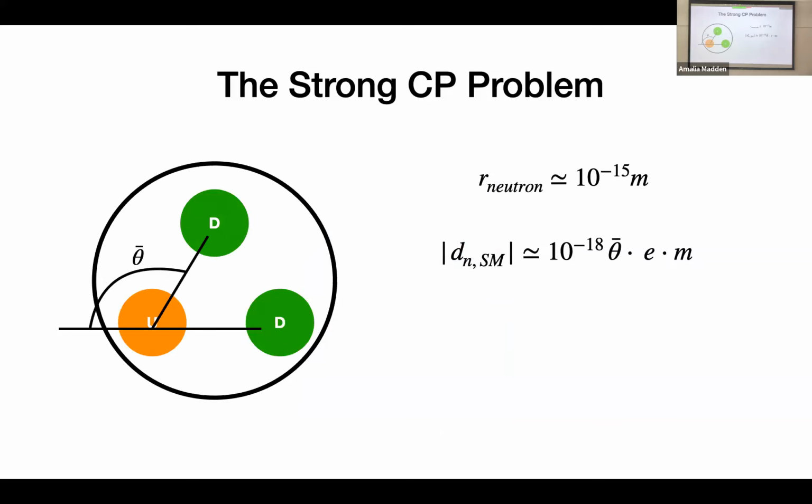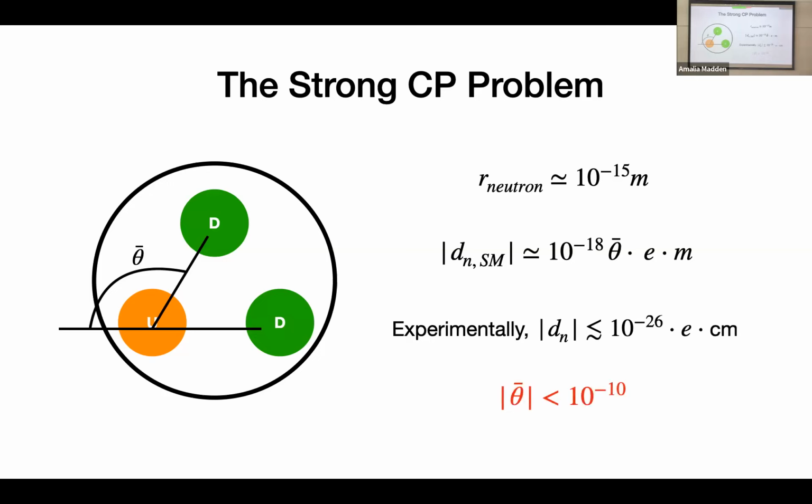Now we can ask ourselves the same thing for a neutron. What do we think the electric dipole moment is going to be for a neutron? We know the size of a neutron is roughly 10 to the minus 15 meters. It turns out when we do the standard model calculation that the electric dipole moment you expect, as a function of this angle between the up and down quarks, is slightly smaller than your naive dimensional analysis. However, when we try to measure this, we find that our answer is still way off.